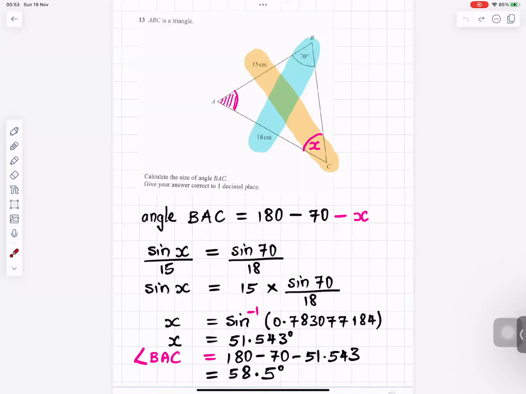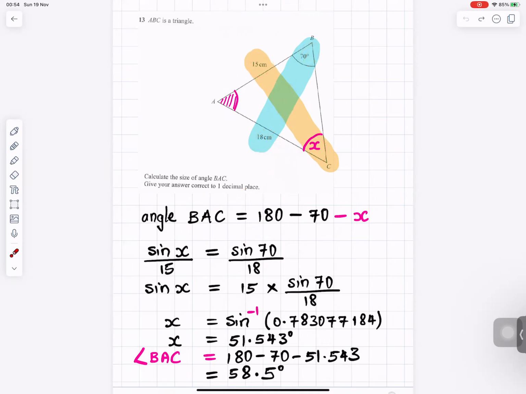To use the sine rule, we want to find angle BAC. BAC is the angle there. So we'll do 180 minus 70 minus x. That gives us that angle BAC. Right, so what we do now is we use the sine rule. Sine x over 15, because that's the side which is opposite, equals sine 70 over 18. So these two are opposite.